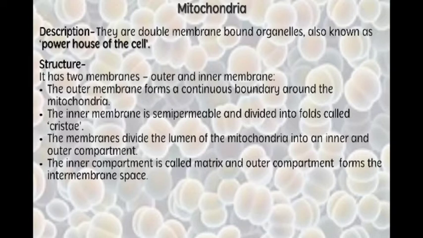Some cells may lack mitochondria, such as mature mammalian red blood cells. The number of mitochondria in a cell varies widely by organism, tissue, and cell type. For instance, red blood cells have no mitochondria, whereas liver cells have more than 2000 mitochondria.